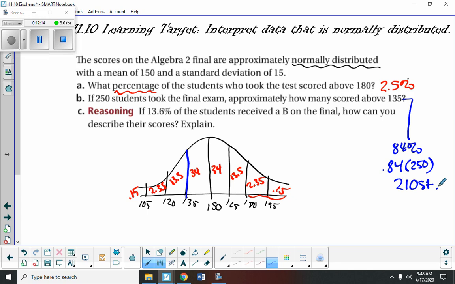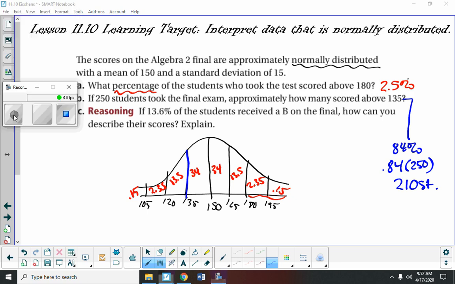All right, next one says, if 13.6% of the students received a B on the final, how can you describe their scores? So in this one, and our book uses 13.6, we're using the 13.5, but what we know then is that those students, if they got a B, their score was between 165 and 180.